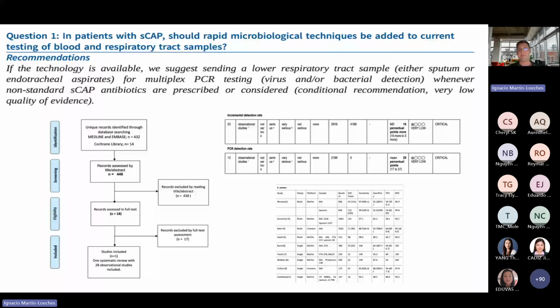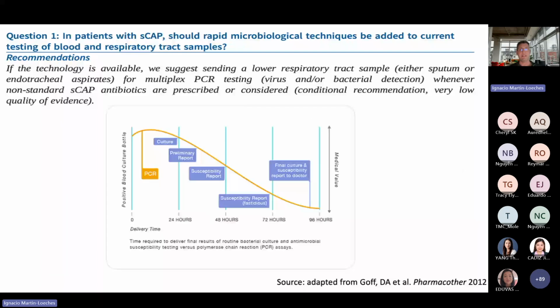In this case, I'm summarizing the studies that were associated with Staph aureus. And as you can see, I think that this is a very graphic design of how things are in ordinary testing. So you can see that we are going to have the results or the strategy within 96 hours compared to a PCR that could be as fast as a few hours.